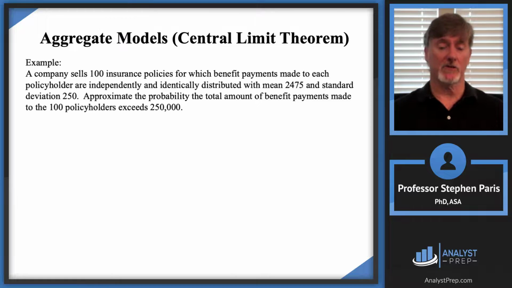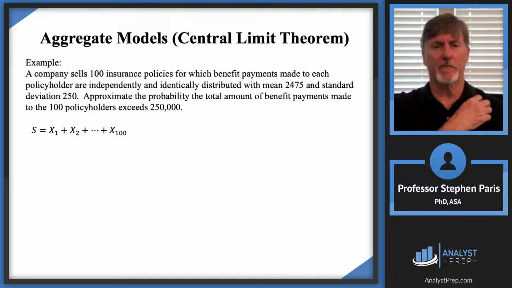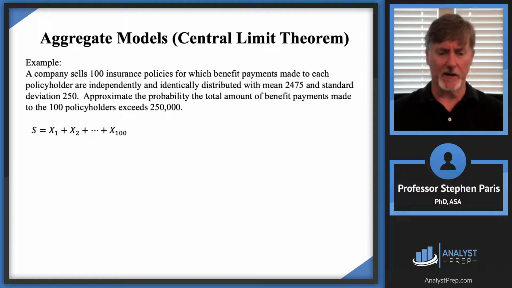In fact, it might not even be a parametric distribution at all. It might just be given to me in tabular form, as in tables. But the mean is 2475 and the standard deviation is 250. And then the last sentence here, let's approximate the probability that the total amount of benefit payments made to the 100 policyholders exceeds 250,000. So the total amount of benefit payments would be the amount of benefit payment made to the first policyholder plus the amount made to the second policyholder, and so forth for all 100 policyholders. So I get a cap S equal to a sum of cap X sub 1 and cap X sub 2 all the way up to cap X sub 100.